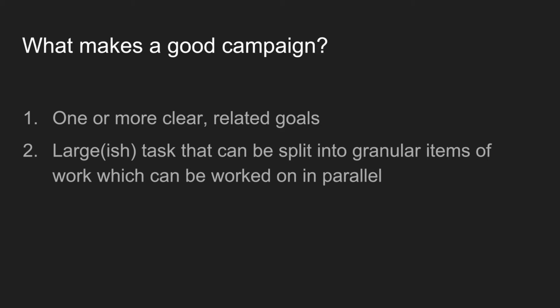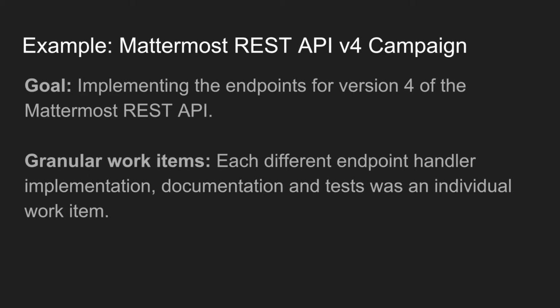Let's look at a couple examples to help illustrate what a campaign looks like. So last year we built version 4 of our REST API as an open source campaign using our community for help. We had a very clearly defined goal: implement all the endpoints for version 4 of the API. It was a pretty big task, but thankfully we were able to easily split it into different work items. Each ticket contained the endpoint handler implementation, documentation for that endpoint, and then any accompanying unit tests. This campaign took us maybe 3 to 4 months to complete, but it was well worth it, and because of it, we have a better version of our REST API.